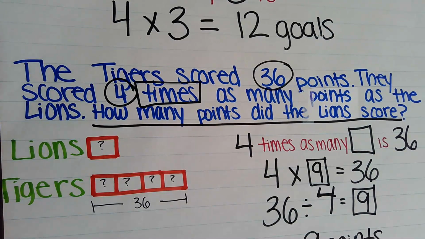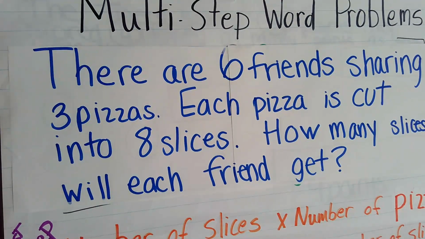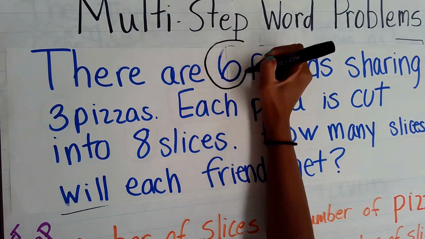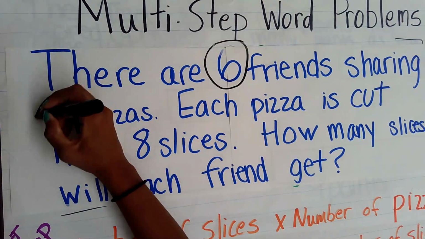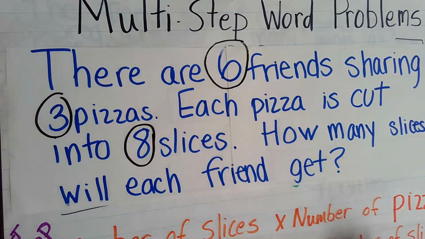In 4th grade, our students also move on to multi-step word problems. So we're going to do one example of a multi-step word problem. Again, I'm going to read it through once and then go through and CUBES it. So there are 6 friends sharing 3 pizzas. Each pizza is cut into 8 slices. How many slices will each friend get? Again, I want to CUBES. I have my 6 friends, my 3 pizzas, and each pizza is cut into 8 slices.